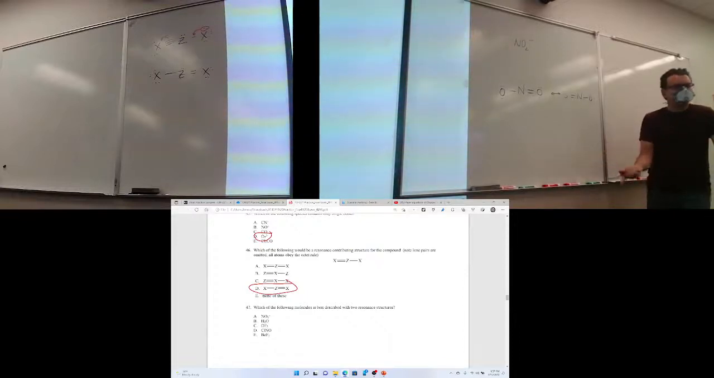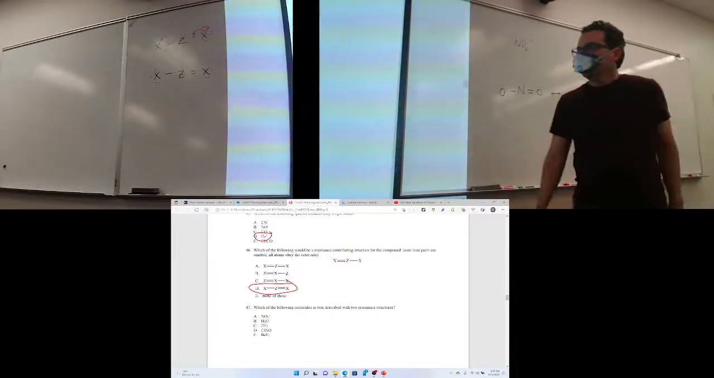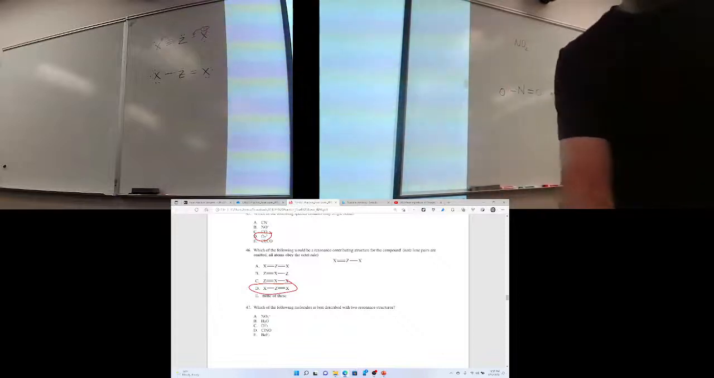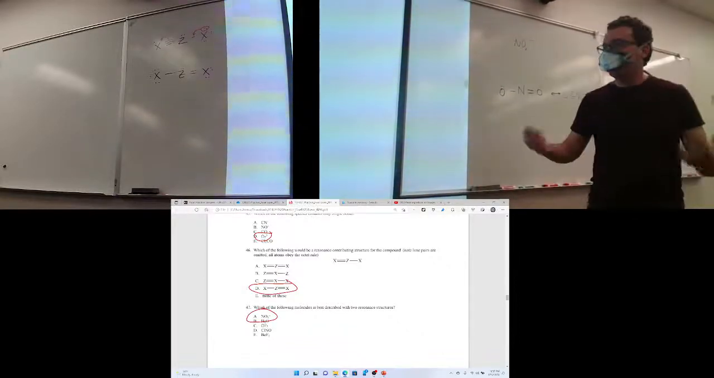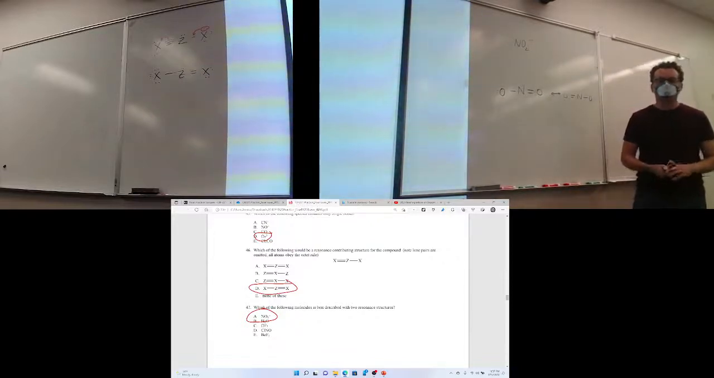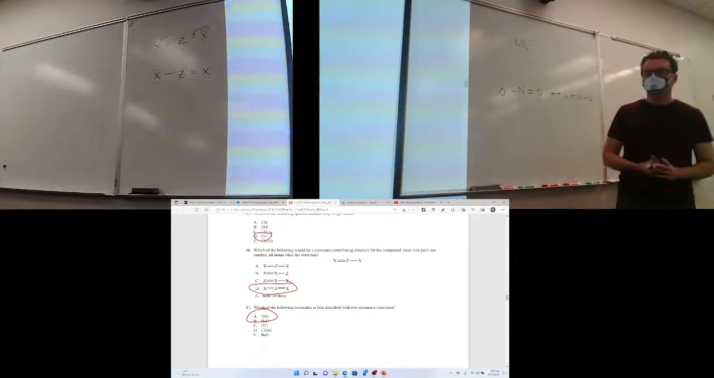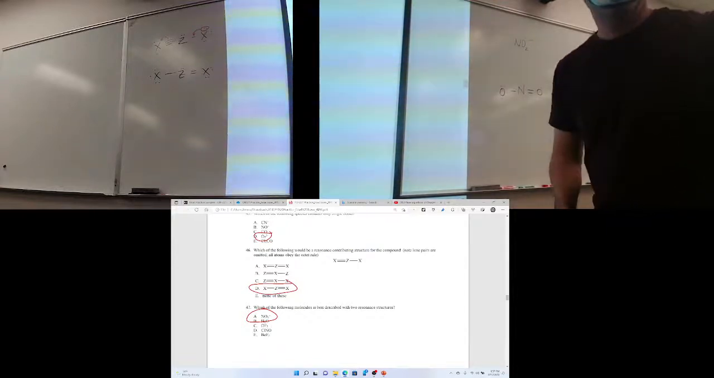We did nitrate in the lecture. Nitrate has 3 oxygens. This one only has 2. And as a result, you only have 2 resonance structures. And that's it. So hopefully you do the first one and you get the answer and you ignore the rest, because the rest of them only have 1 structure that makes any sense.